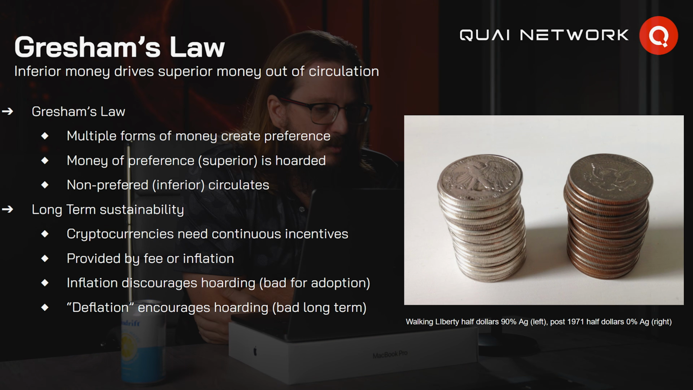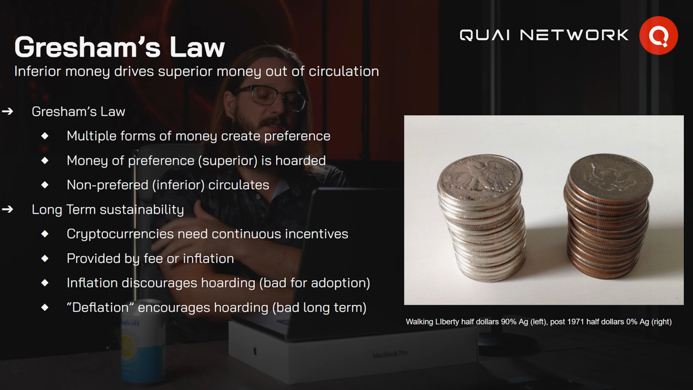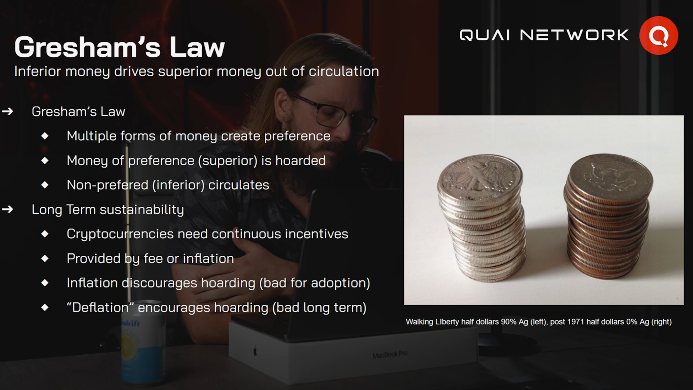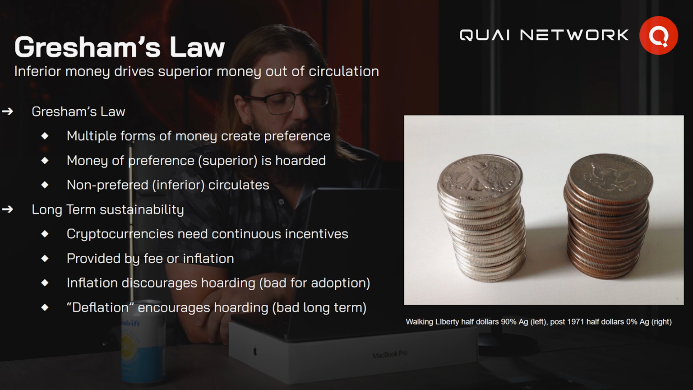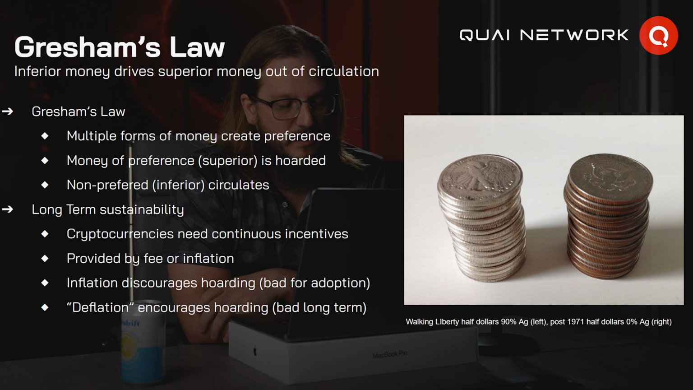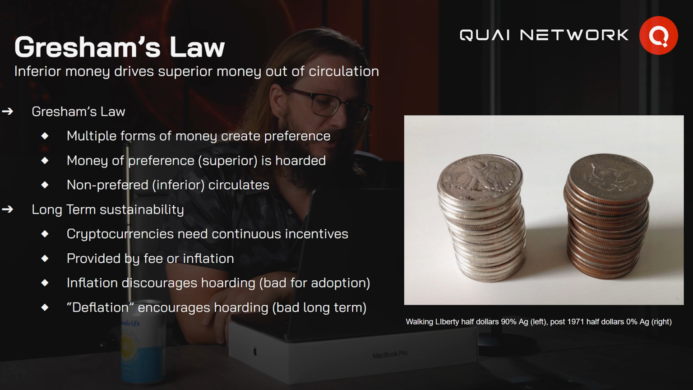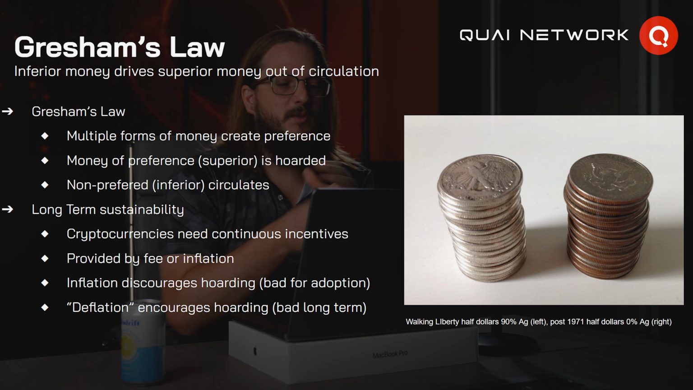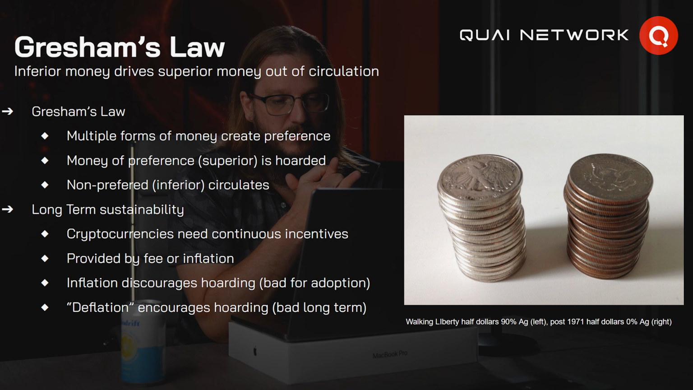So the next thing we'll talk about is Gresham's law. Gresham's law sets up this conundrum about money. It actually dates back, I think the first reference is to 400 BC. But the idea here is simple: superior money is driven out of circulation by what we would call inferior money. So if we have multiple forms of money, people will have a preference for one over another.